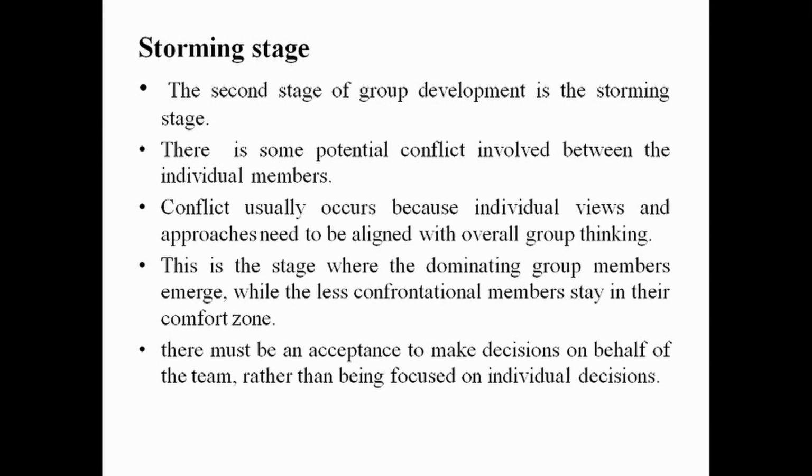So this is the stage where dominating group members emerge while the less confrontational members stay in their comfort zone. By the end of this stage, there must be an acceptance to make decisions on behalf of the team rather than being focused on individual decisions. So storming is the second stage of group development, and some conflicts usually occur because of individual views and approaches, and by the end of the stage there must be an acceptance to make decisions on behalf of the team.